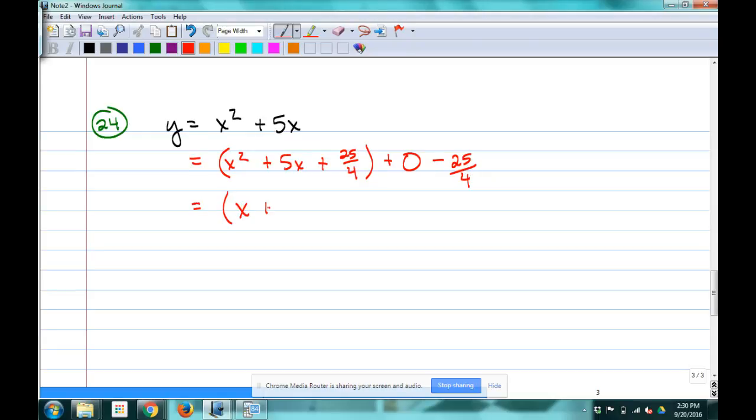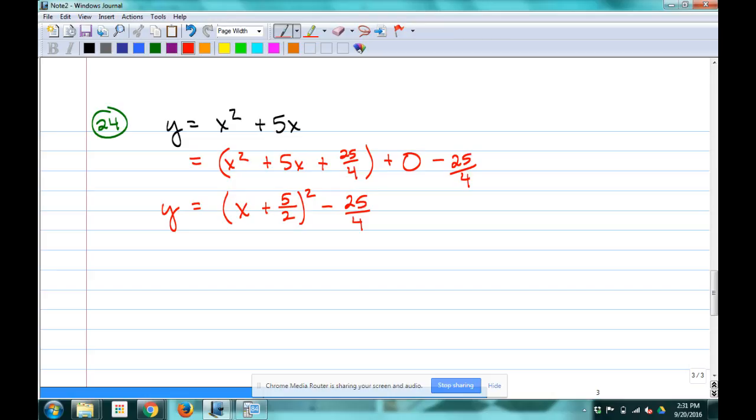That's going to give us (x + 5/2)² − 25/4. And there we have it in vertex form now. And remember, it's always going to factor as x plus whatever half of b was. Where'd you get 5/2? Half from where you told me to. Take half of 5. 5/2 is half of 5.